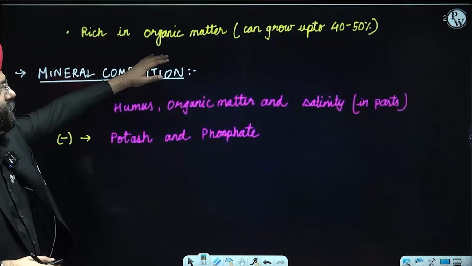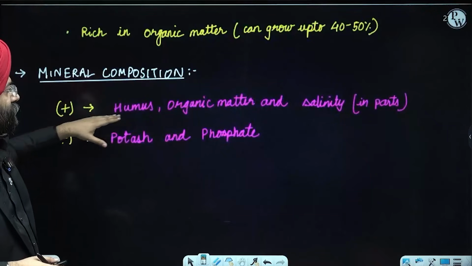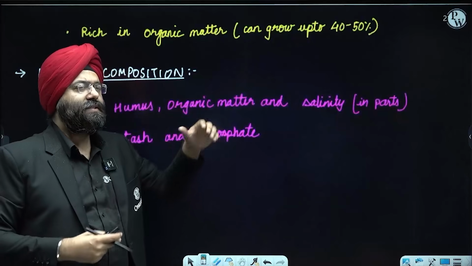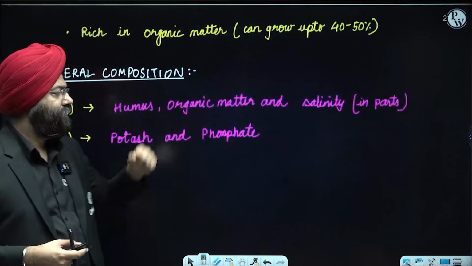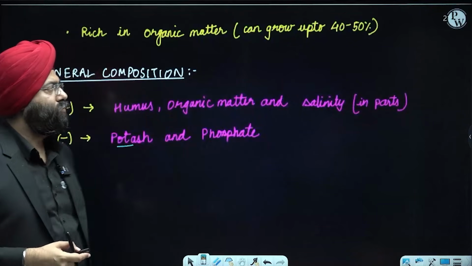Rich in organic matter, it can go up to 40 to 50%. So what happens? There is excess humus, organic matter, and salinity in certain parts. There will be certain regions where saline as well as peaty soil overlap. So these are also cases. Deficit in potash and phosphate. So these are again the mineral composition.